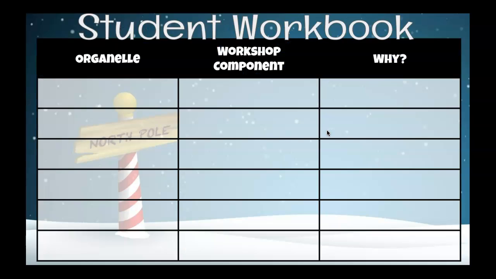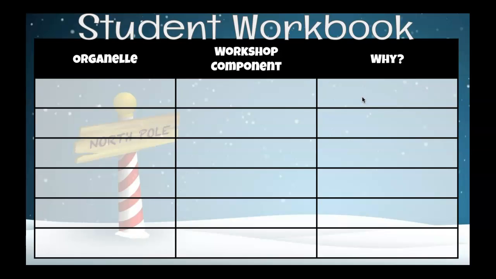If you look, here's your student workbook where you write the organelle, the workshop component that you're comparing it to, and then why. So for the nucleus, I would write nucleus under organelle. Under workshop component, I would say Santa. And then my why would be Santa controls the workshop like the nucleus controls the cell. Okay, so that's what your why would be. You have 2 pages of the student workbook to fill in your different organelles.